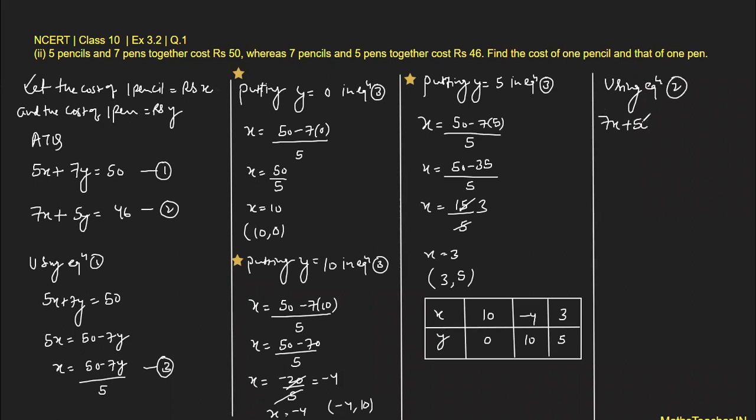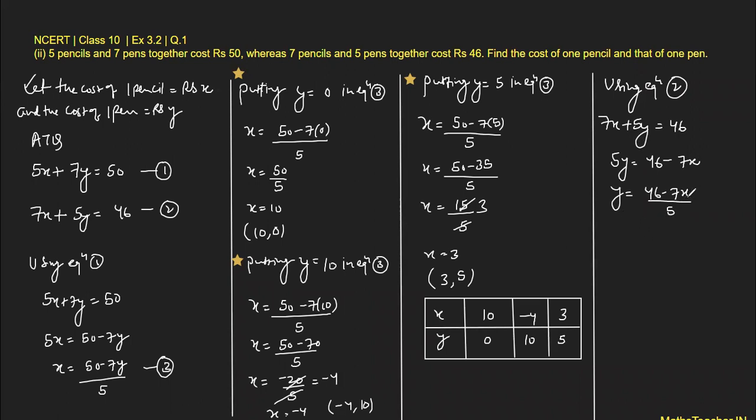Where is equation number 2? 7x plus 5y is equals to 46. Here once again we have to find out the value of that variable which has a coefficient of 5. So I'm going to find out the value of y. So 5y is equals to 46 minus 7x. So y is coming out to be 46 minus 7x upon 5, right? So this is the value of y.